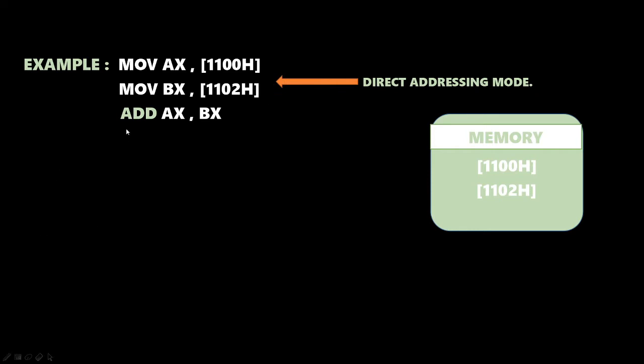So now the next instruction we give is add AX, BX, which will add both the operands and the value will get stored in our AX register. So now I want you to try out one example.